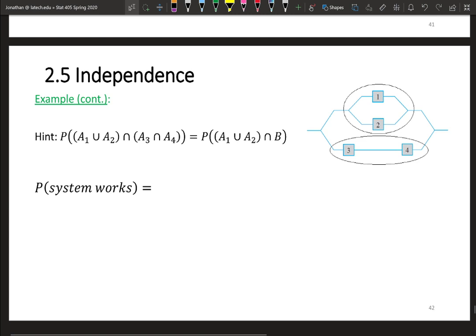So let's define a new event, call it B. This thing right here, we're going to call capital B. So now we want to find the probability of A1 or A2 and B. We let B be this new event, A3 intersect A4. So the probability the system works is going to be the probability of A1 union A2 intersected with B. That's really what we're trying to find the probability of.